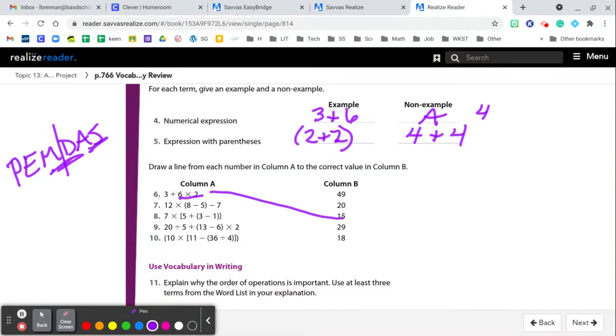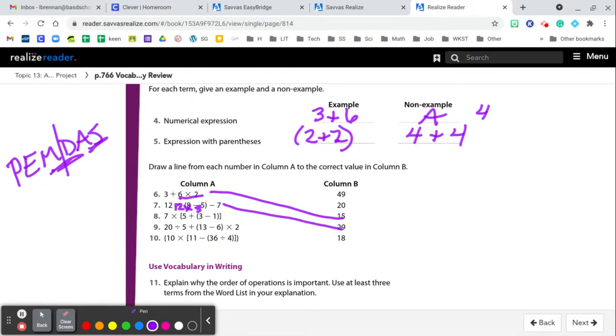Nice straight lines. That wasn't really straight, but use straight lines. We do it inside the parentheses first. So we do 8 minus 5 is 3. 12 times 3 comes next because multiplication comes next. 12 times 3 is 36. 36 minus 7 is 29.